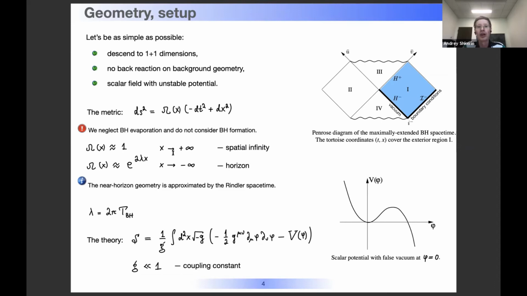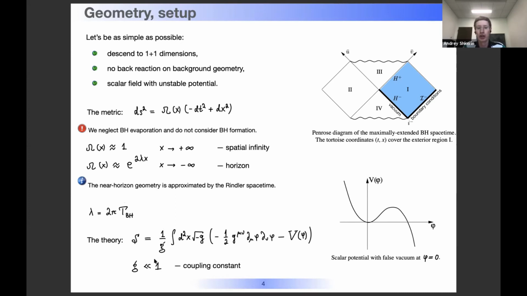Omega is a conformal factor. We take the geometry to be asymptotically flat. And near the horizon, at x going to -infinity, the factor behaves in this way. In fact, this is the Rindler metric, which approximates the near horizon geometry. These coordinates t and x span the physical wedge of the maximally extended black hole spacetime, and our vacuum boundary conditions are imposed here and here, in the remote past and at x going to ±infinity. The parameter lambda here is related to the black hole temperature, and here is the action of the scalar field.